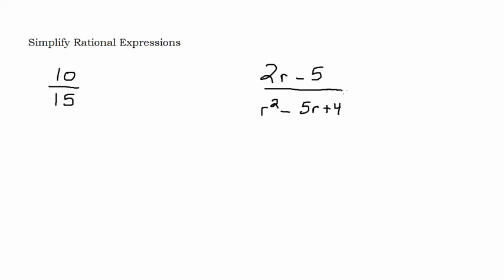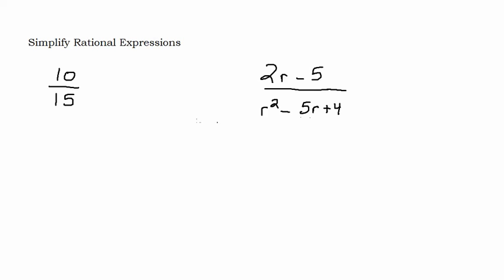I promise this isn't going to be what this video is about, but it's important to think about how you would simplify a fraction like this when you start to consider how you would simplify a fraction like, say we have 2r minus 5 over r squared minus 5r plus 4. So how would you simplify a fraction like this? This is what we call a rational expression, right? We've got an expression in the numerator, an expression in the denominator, and we want to simplify this.